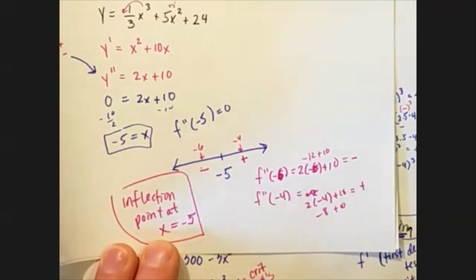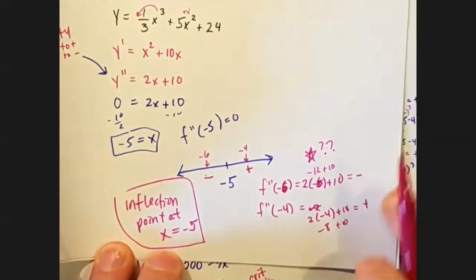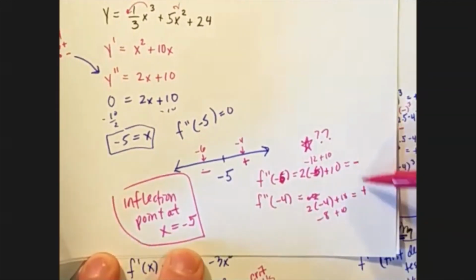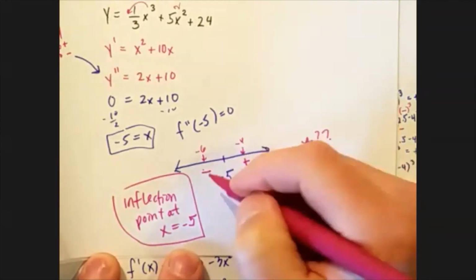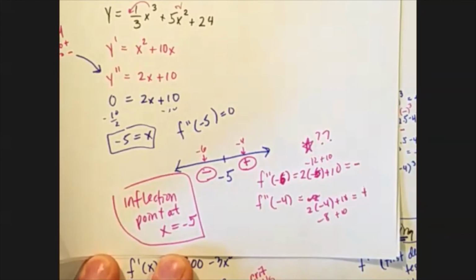You might be reflecting on, was all of this necessary off to the side? Yeah, it was, all right? Because if I got a negative and a negative, then -5 would actually not be an inflection point. It had to change concavity in order to be a point of inflection.